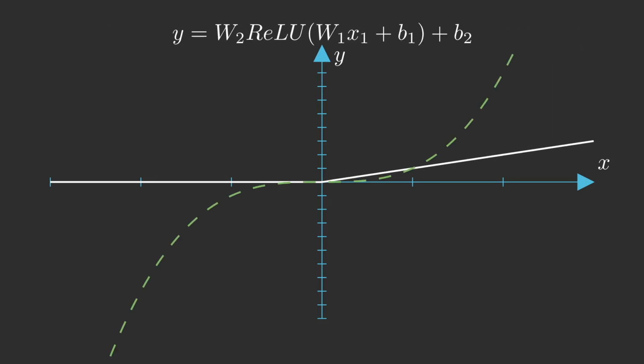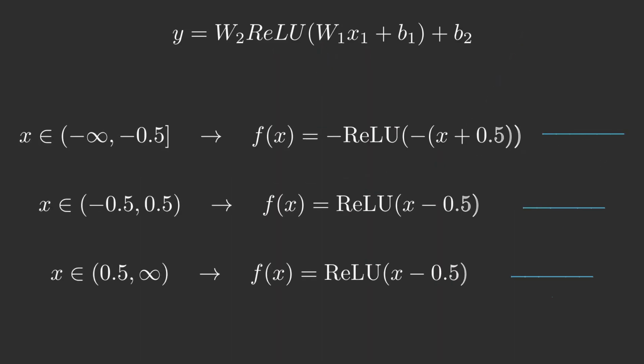Let's assume we want to approximate the function f of x equals x cubed. To approximate this function, we want a negative slope for the negative values and a positive slope for the positive values. Additionally, we want the flat graph around the origin, so we can divide the x-axis into three areas. For each area, we choose parameters for the ReLU function such that the output fulfills the condition.